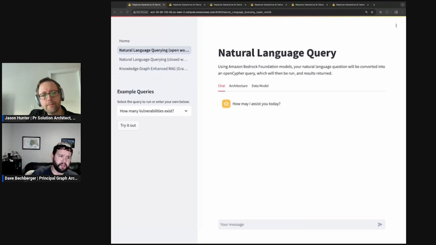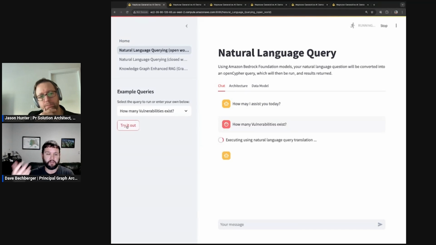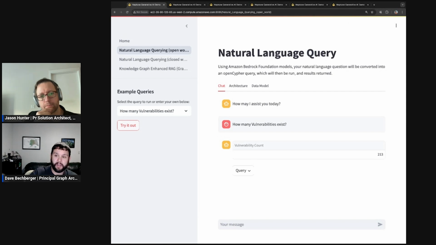And the way we're going to be showing here is we call it natural language querying, or being able to basically take an English question, have it converted into a graph query, have that graph query run to be able to answer that. So, here I just ran, how many vulnerabilities exist in this data? This is 213 in the world. Well, that's good. 213 in the world. Well, it's not in the world.